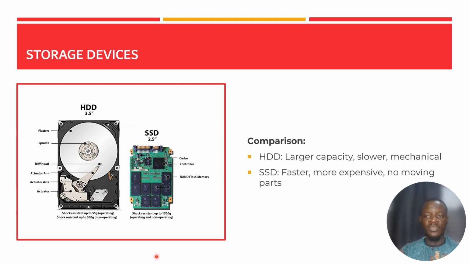Then the storage device. This holds your data permanently, even when the computer is turned off. Hard disk drives use spinning disks and are cheaper for large capacity. Then we have the two types of storage drives, which store information for longer: the SSD and the HDD. The HDD has larger capacity, is slower, and is mechanical.